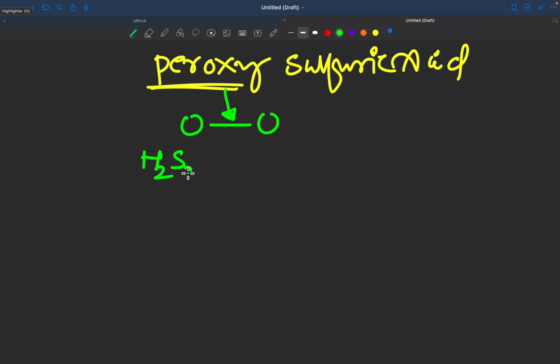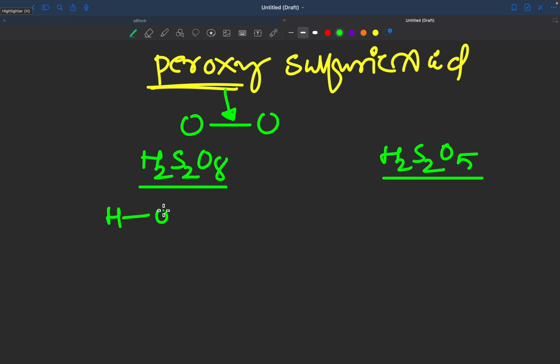One is H2S2O8. Another is H2S2O5. You have to derive these structures from hydrogen peroxide, then only is it possible for you to write them. So I'll draw the structure of H2S2O8. First you need to know the structure of hydrogen peroxide. So this is hydrogen peroxide.